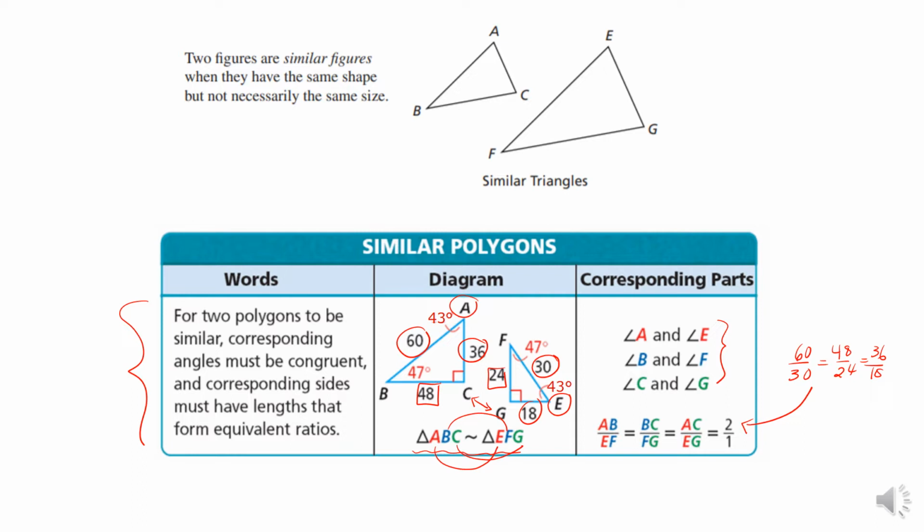Now, they don't always tell you which one to do first, but I would go left to right. So that means in this case, it would be the larger figure to the smaller figure. At other times, it will tell you which one to put first, but you always have to pay attention and make sure you do the corresponding parts.